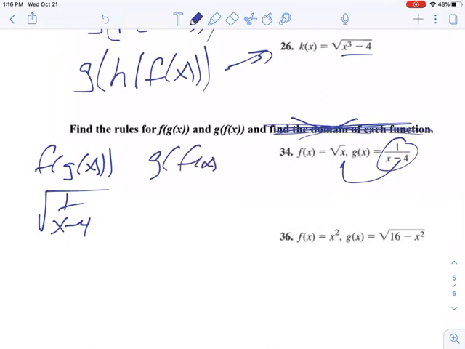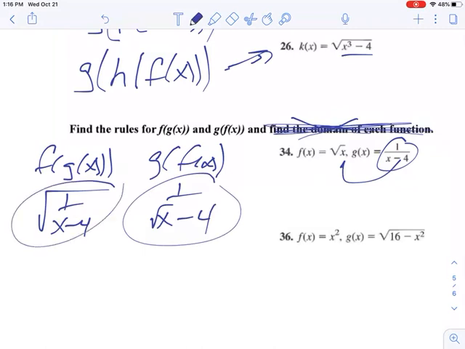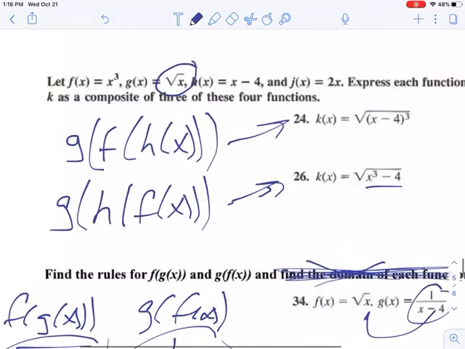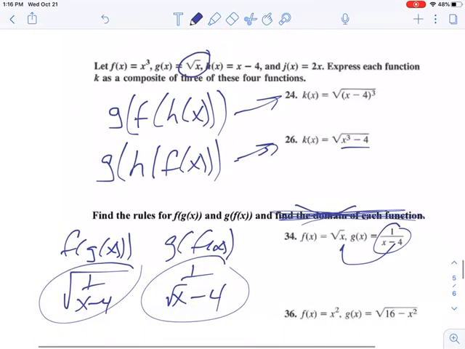G of f of x would be taking f and putting it into g, which would give us 1 over the square root of x minus 4. Once again, other than rationalizing the denominator. So, not that big a deal there. You guys should be able to handle that well. These are the fun ones. You get to create a composition of functions out of a function that you're given. So, pretty cool.